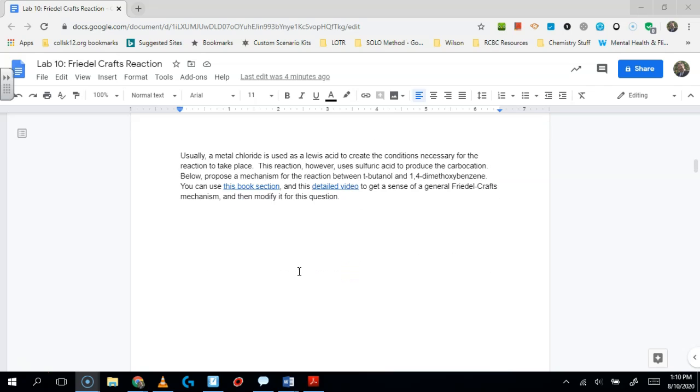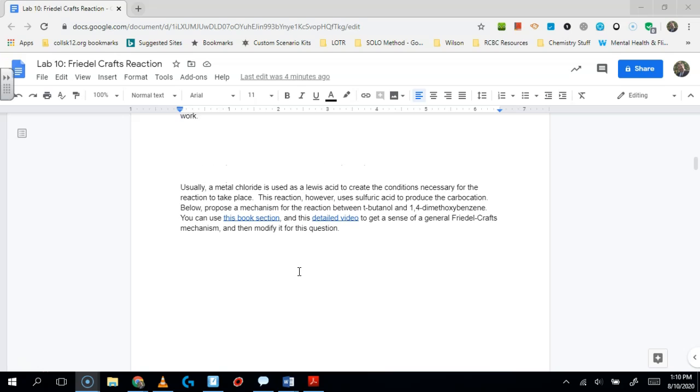Okay, now the next question is more of a theory question, but I think it's important in understanding how the lab actually works, and that's to propose a mechanism for the Friedel-Crafts alkylation based on the conditions in this lab. A normal Friedel-Crafts alkylation will use a metal chloride and an alkyl chloride in order to do the reaction. In this case, we're using an alcohol and sulfuric acid. So it modifies the mechanism a little bit, but you can definitely do it.